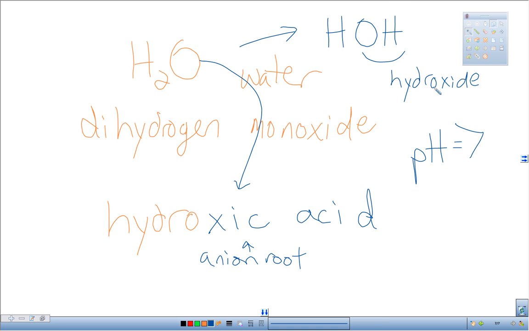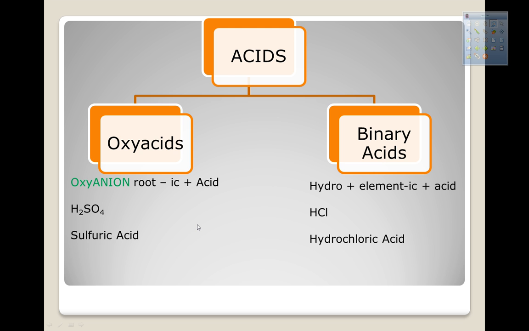And anytime you have hydroxides, they are bases. So it is an equal amount of base and acid that makes it a pH of 7. I'm going to say that again. It's an equal amount of base and acid that makes it a pH of 7. Okay. Back to this.